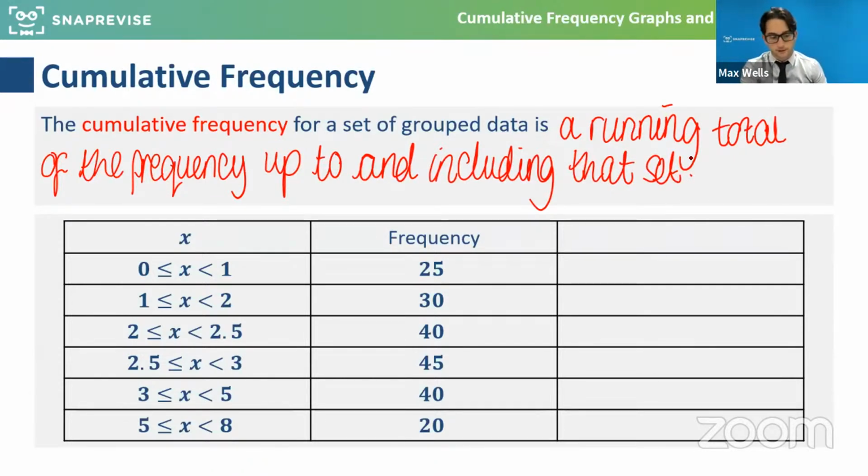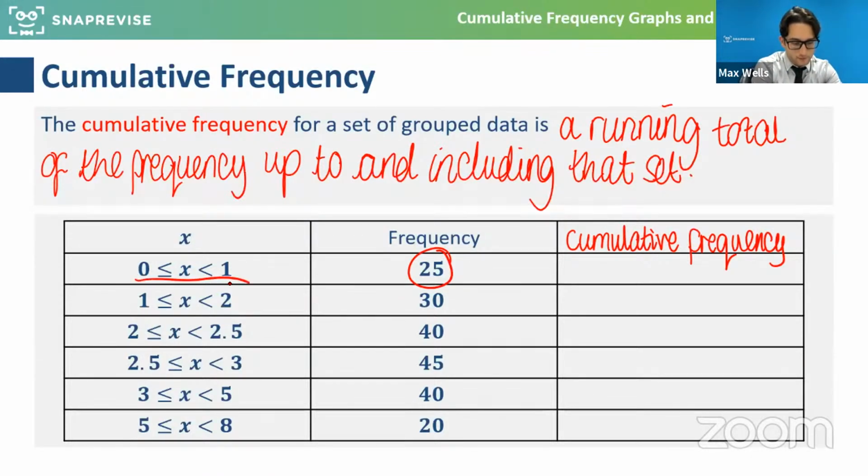So X could be between 0 and 1. There's 25 values in that interval. Between 1 and 2, there's 30 values. Between 2 and 2.5, there's 40 values. So if we were to do the cumulative frequency and keep track of how much frequency we've got up to that point, in the first category, we've got 25 things between here and here. So there's 25. Now, by 2, we've got everything in this group and everything in this group.